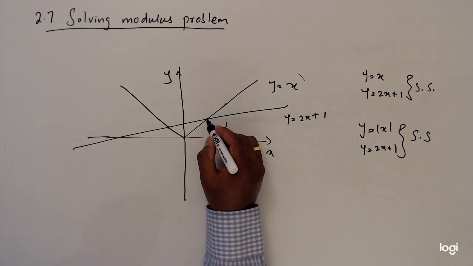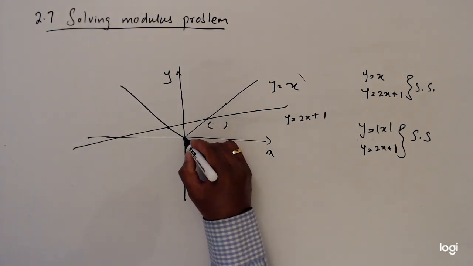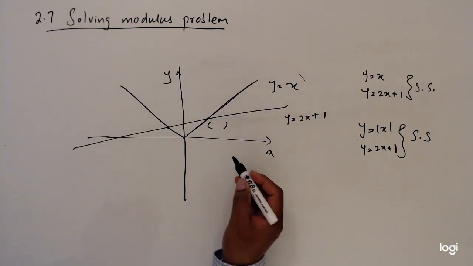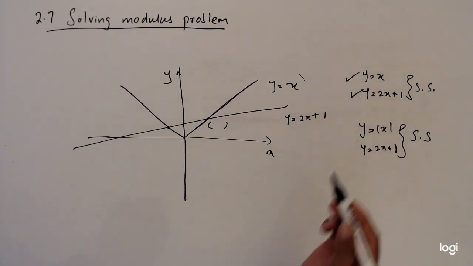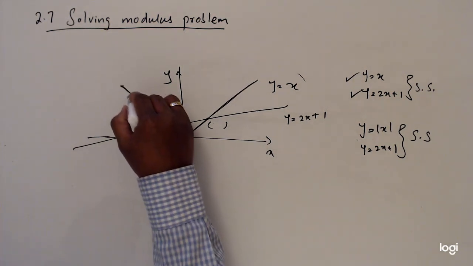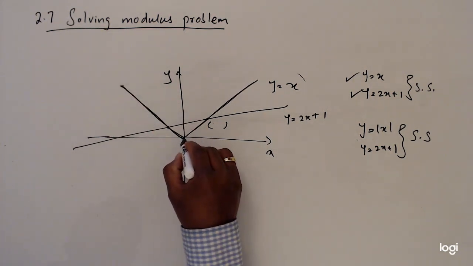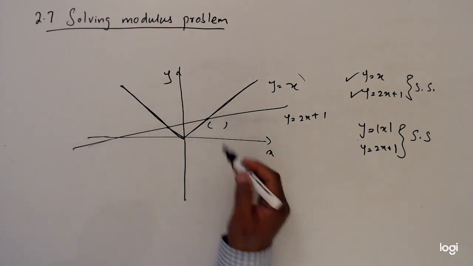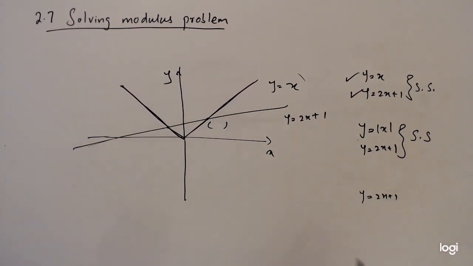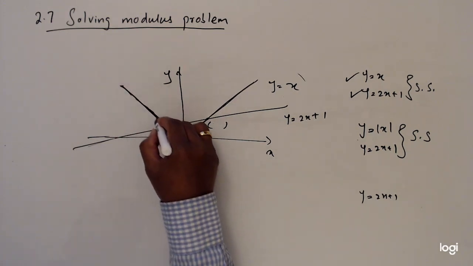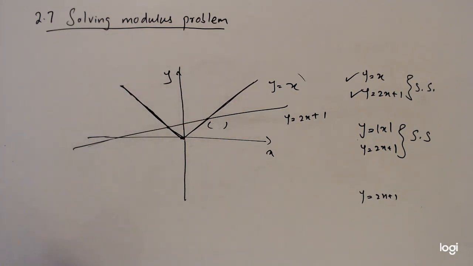So take this point, you need the equation of this line. That is y equal x and y equal 2x plus 1, already you know. Do you know the equation of this line? You know this one already, y equal 2x plus 1. Now you need to find the equation of this line.